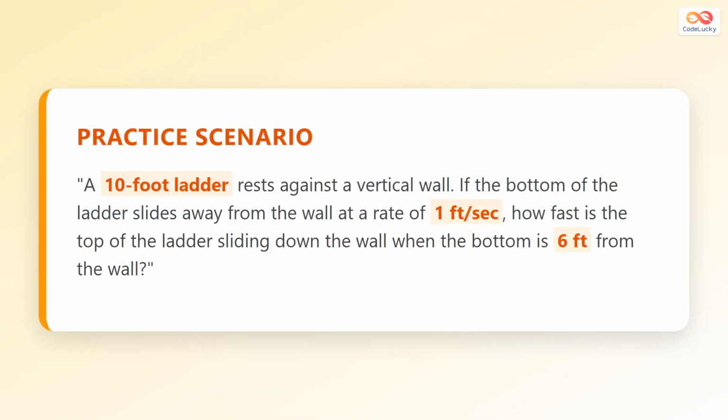Let's apply this to a classic practice scenario. A 10-foot ladder rests against a vertical wall. If the bottom of the ladder slides away from the wall at a rate of 1 foot per second, how fast is the top of the ladder sliding down the wall when the bottom is 6 feet from the wall? Let's break this down.